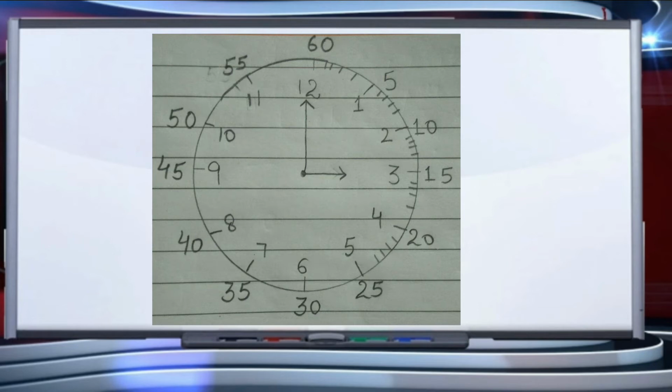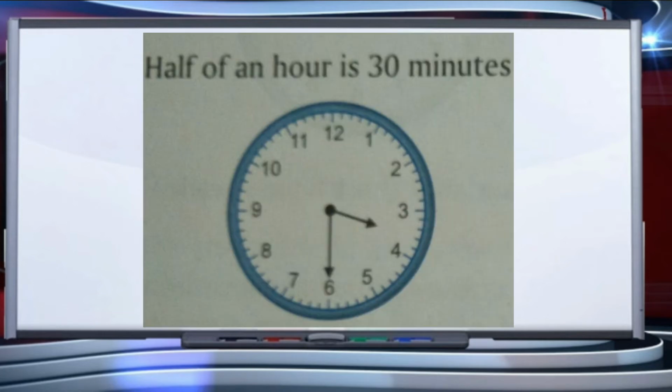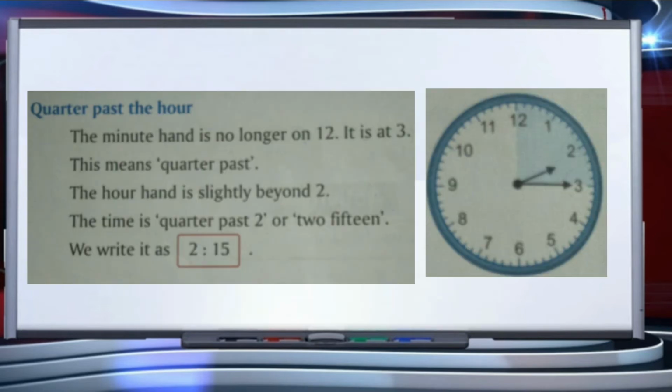Now let us learn how we can read the time. First of all, half of an hour is 30 minutes. That means the number is on 6. Now we start from quarter past the hour. Quarter past the hour. The time that has already gone is the past. Now the minute hand is no longer on 12, it is at 3. Means minute hand comes on 3. This means quarter past. That means 15 minutes have gone.